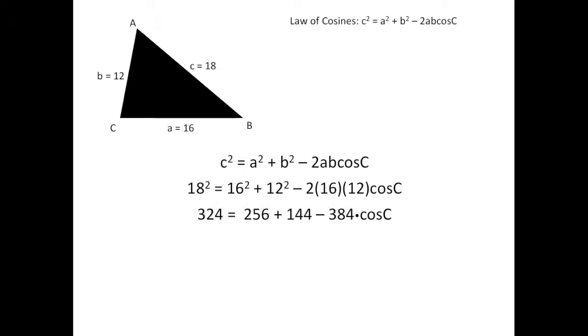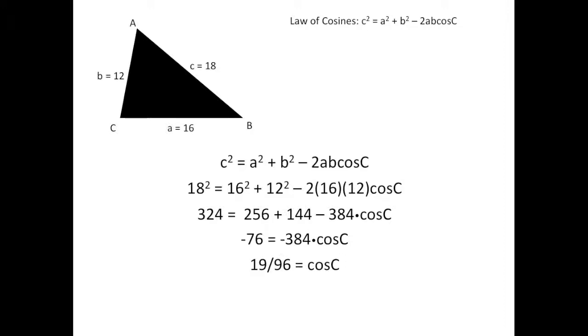By simplifying, we see that 18 squared equals 324, 16 squared equals 256, 12 squared equals 144, and 2 times 16 times 12 equals 384. We will add 256 plus 144 to get 400, and then subtract that value from both sides, so that negative 76 equals negative 384 times cosine of C.